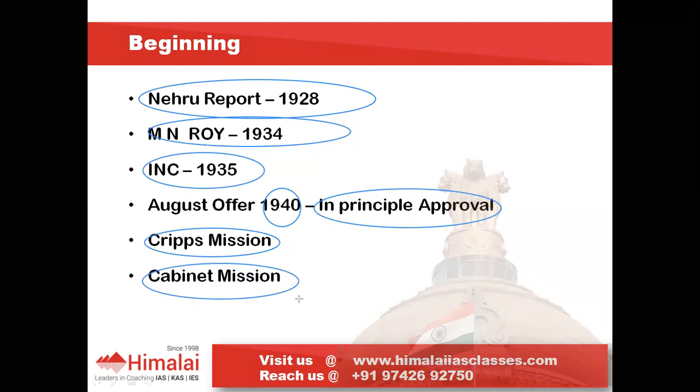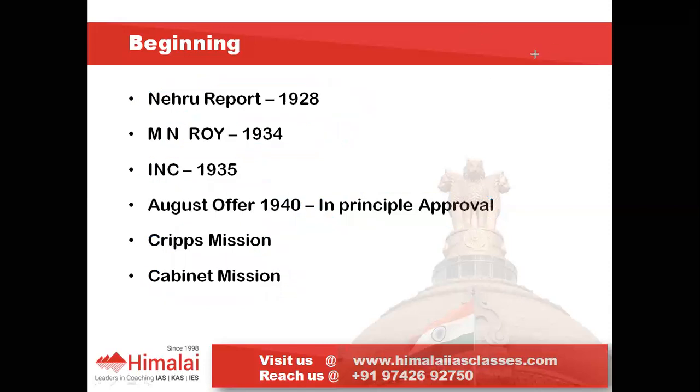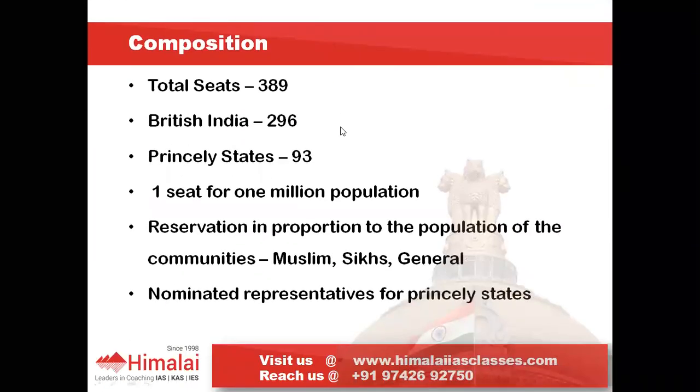This is one of the first questions that can be framed. All of this can be a question: who was the pioneer, M.N. Roy; in which year the INC included the demand for the Constituent Assembly; when the August Offer came and what it related to; the Cripps Mission and its proposal of a Constituent Assembly where the majority of members would be Indians; and the Cabinet Mission Plan, which allowed a Constituent Assembly where all the members would be Indians.